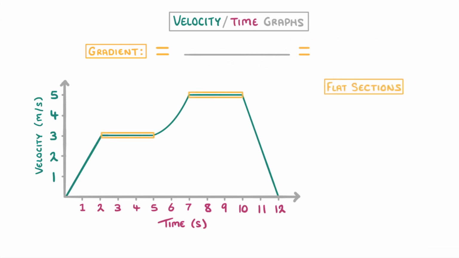Now, flat sections of the curve have a gradient of 0, and so aren't accelerating at all, which means that their velocity is constant, because it's not increasing or decreasing. So to find the velocity during these stages, all we have to do is look at the y-axis. So in this second stage, the velocity would be 3 meters per second, and in this fourth stage, it would be 5 meters per second.